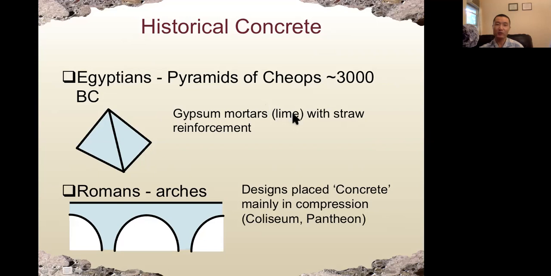The concrete is reinforced with straw, which is very interesting because for modern concrete, reinforcement is steel. Around 2,000 years ago, ancient Roman engineers used their concrete to build the famous Colosseum and the Pantheon. This type of concrete is made with volcanic ash. Again, we'll talk about these two types of ancient concrete in much more detail next time.